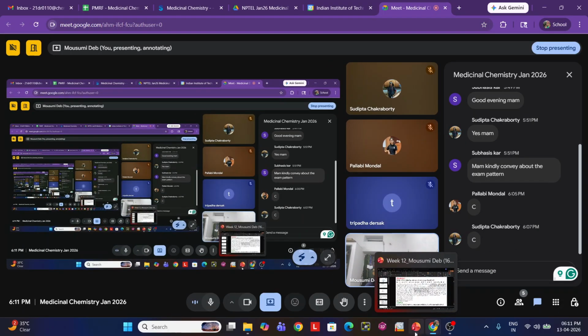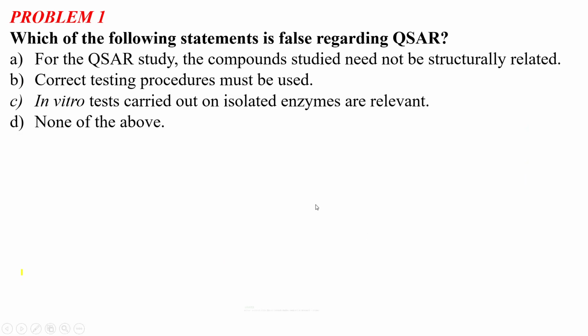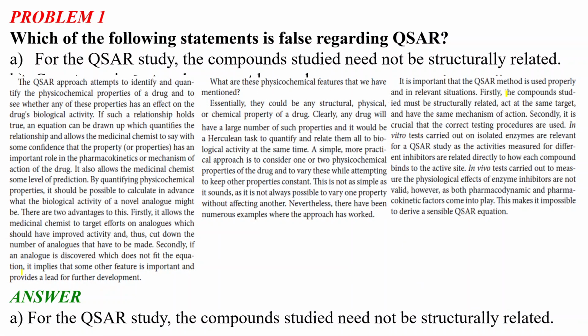Okay. If it is clear, then I will move to the next question. Statement number one: the main thing you have to remember is that the compounds studied must be structurally related, act at the same target, and have the same mechanism of action. You cannot compare a topoisomerase inhibitor with an alkylating agent. You have to compare an alkylating agent with an alkylating agent and a topoisomerase inhibitor with a topoisomerase inhibitor, because they must have the same mechanism of action.